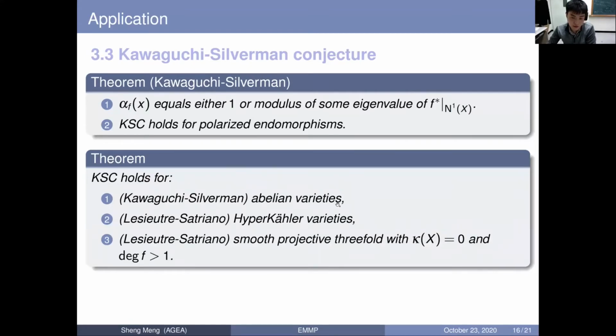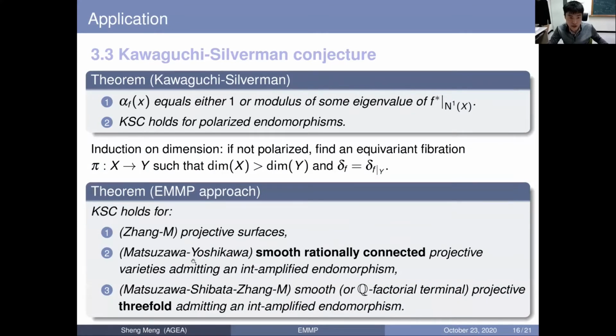This one is important for us: abelian varieties. And Lesieutre and Satriano proved it for hyperkähler varieties and smooth projective threefolds with Kodaira dimension 0 and degree of f greater than 1. Okay, so in general, there is a good induction method. So we focus on this, and we don't care about the arithmetic degree now.